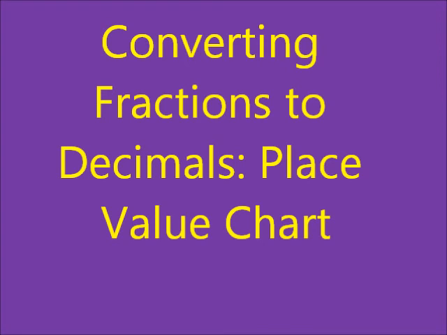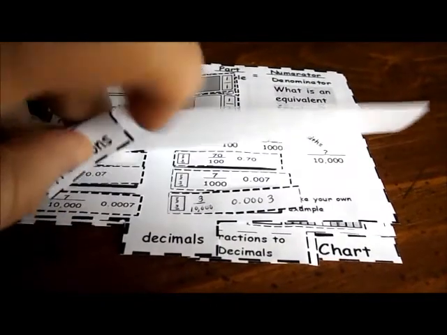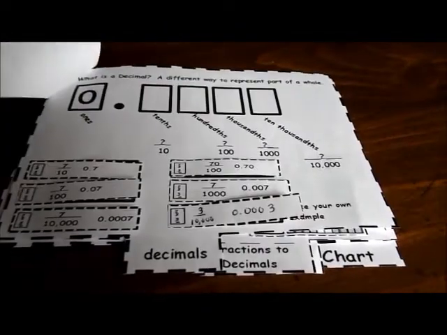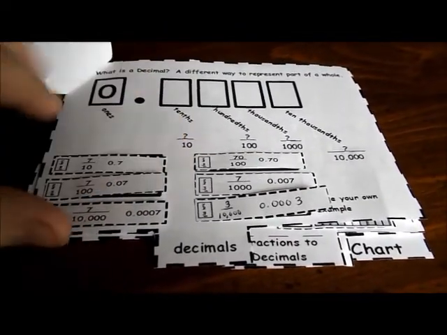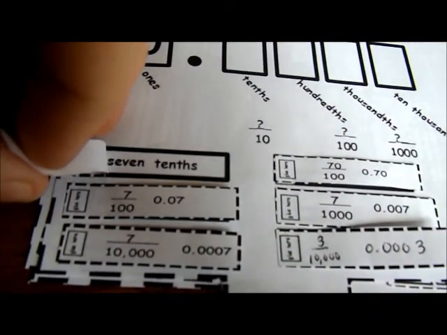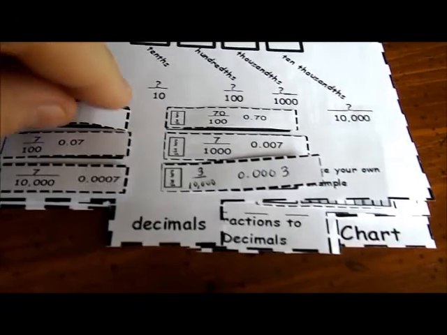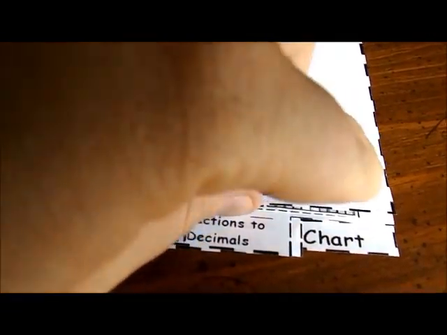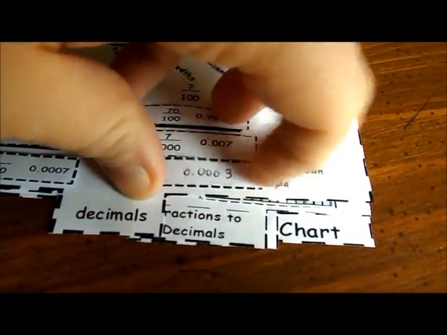Then we're converting fractions to decimals using the place value chart. In my 10 years of teaching, I've noticed that students really have a disconnect here between understanding the decimals and the place value chart compared to fractions and where they fit in. So you have 7/10, and you also have 7/10 as a decimal, and you have the words there.